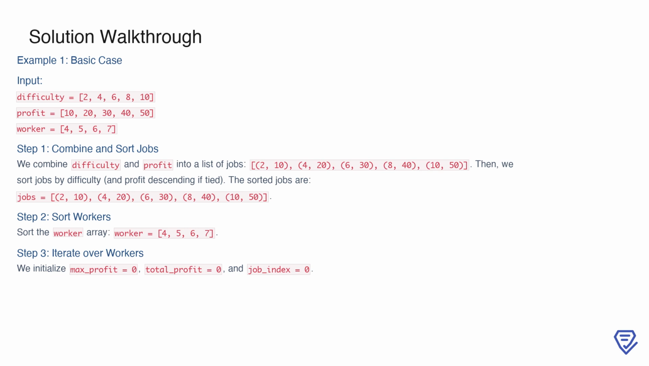Next, we sort the worker array, which defines the maximum ability of each worker. The sorted workers are 4, 5, 6, 7. Finally, we initialize max_profit to 0, which will track the best profit we can achieve for a given difficulty, total_profit to 0 for the cumulative profit, and job_index to 0 to keep track of which job we are currently considering.